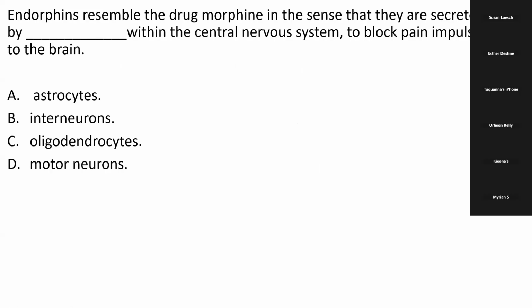Endorphins resemble the drug morphine in the sense that they are secreted by blank in the central nervous system to block impulses to the brain. Interneurons. B, interneurons. Good. Astrocytes are part of cells in the brain. Oligodendrocytes are also cells in the body. And motor neurons are going to cause an action to happen somewhere.